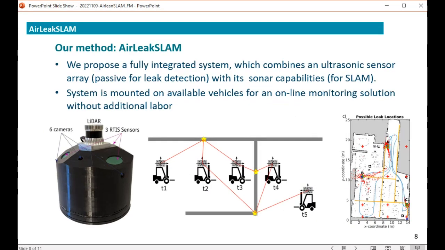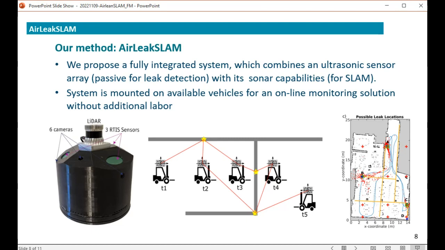Therefore, we implemented air leak SLAM, and we put the microphone arrays of our ERTIS sensors onto something that's already driving around in the factory, because most warehouses have small AGVs running around, or forklifts, or small machinery that's always moving around the place. If we designed a system with an acoustic camera on it, we would be able to pinpoint the location while the car is already running and driving around.